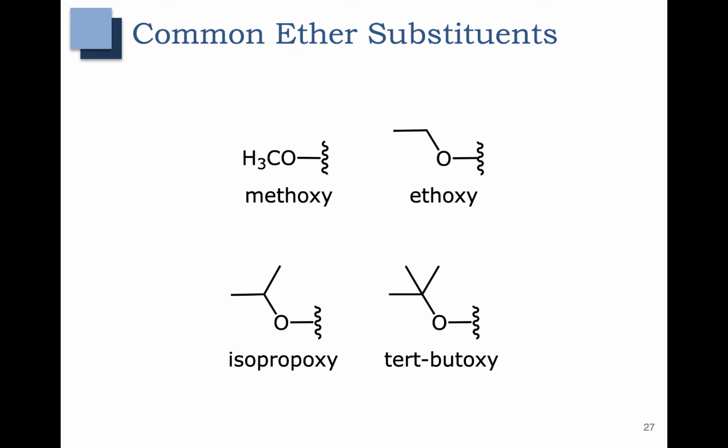These are some common ether substituents that you'll see. 1 carbon here is methoxy, 2 carbons is ethoxy. Isopropoxy is an isopropyl group. You can compare this to propoxy, which would just have 3 carbons in a row here. And tert-butoxy would have a tert-butyl group. A regular butoxy would look like this.